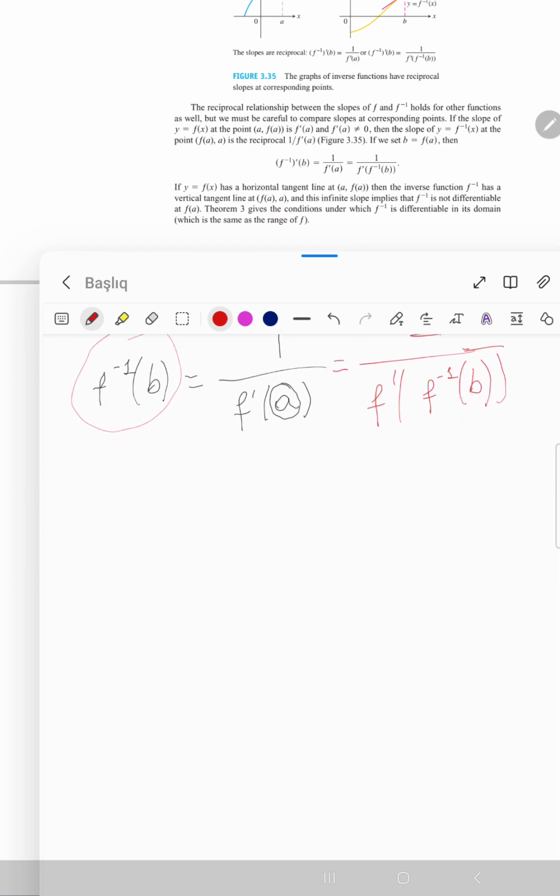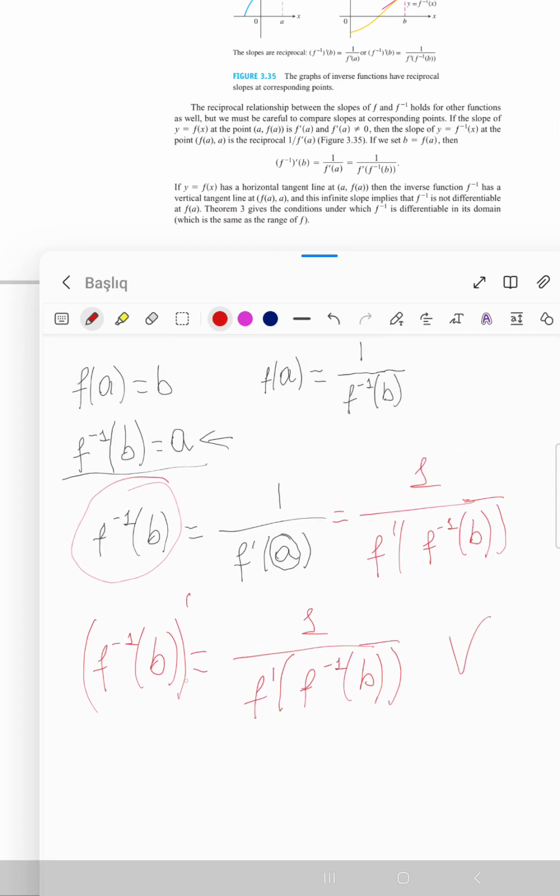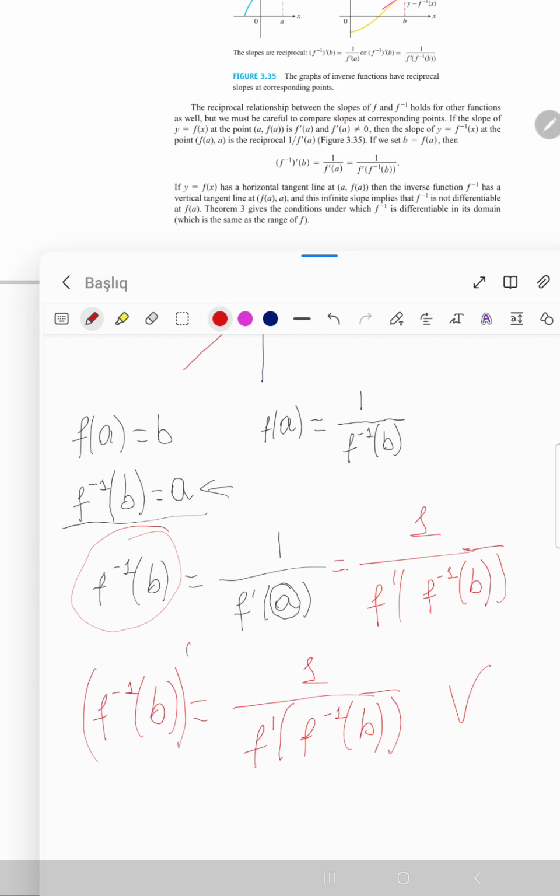So we found that the derivative of the inverse function f inverse at b equals 1 over f derivative at f inverse b. Let's see some examples, and you should remember this, by the way. It's easy. Let's say you forgot it in your exams and you don't know what the derivative of an inverse function is. You can write all this out and you will get this formula at the end.